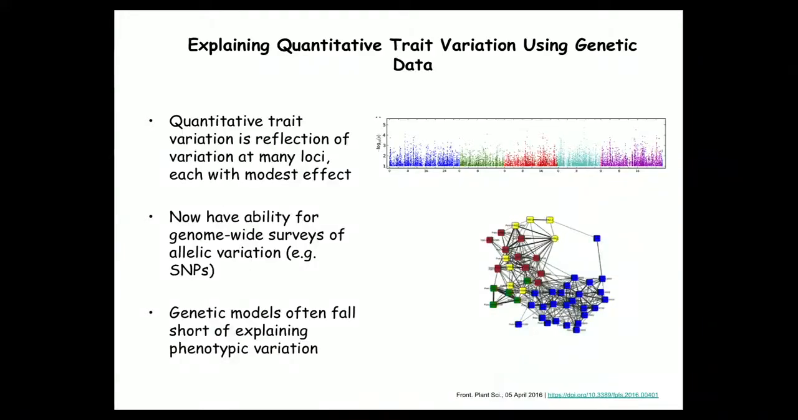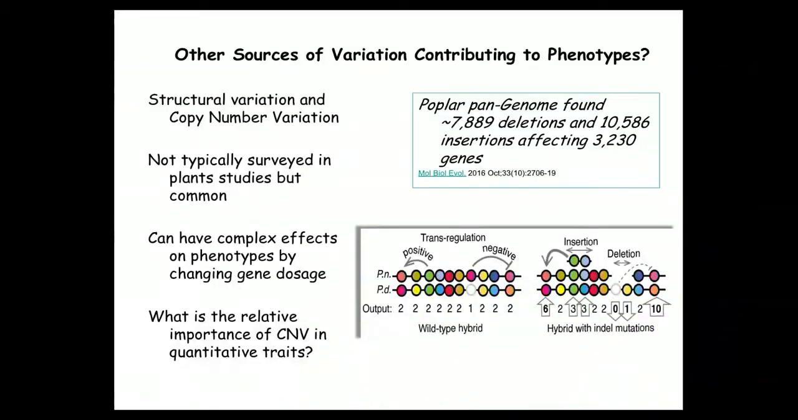For example, this is a small part of a complex gene network underlying wood formation in poplar. And this diagram really stresses that it's not just the additive effects of individual genes, but probably as, or more importantly, it's how they interact with each other. And this is very difficult to model typically. But what I want to focus on for this talk is that perhaps there are other sources of variation that we're not even considering or measuring in most studies.